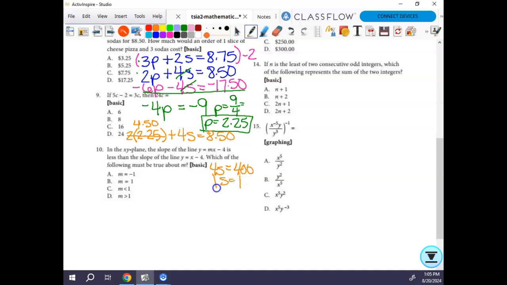So these are the 2 pieces I need, and you definitely didn't have enough room to write. And it said 1 slice of pizza and 3 sodas, so I need to do 1 slice of pizza, 1 times 2.25 plus 3 times 1. These weren't even complicated numbers, right? So that's going to be your 525, which was B.